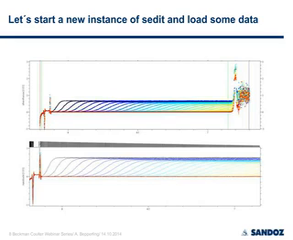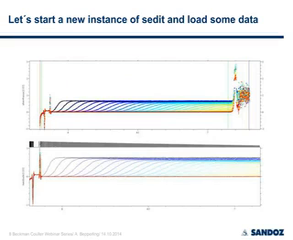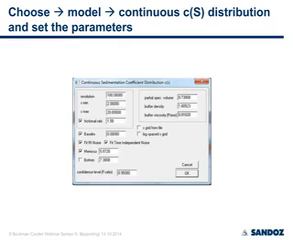Of course, now you haven't done any fits so far, and now let's initialize the parameters. When you choose the model, usually you choose the continuous c(S) distribution because it's the model-free description of the data, and set the parameters. I show you here an example for the previously shown data set. So it's a monoclonal antibody diluted to about 0.5 mg per mL, analyzed in PBS. So an AUC ideal buffer with salt in there and at a moderate concentration.